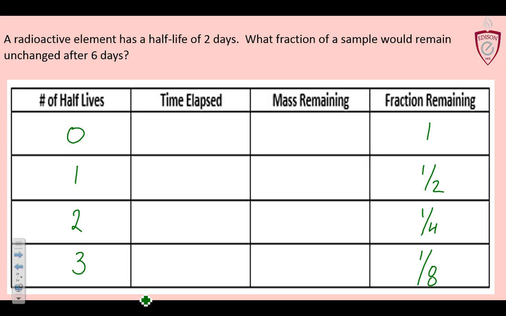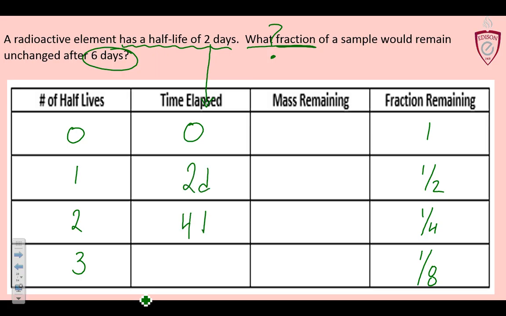So it says a radioactive element has a half-life of 2 days. What fraction would remain after 6? So I've got to take this time elapsed to 6, and I can figure out what the fraction is. So ready? 0 half-lives have gone by. 0 time has elapsed. And then 1 half-life is 2 days, because it told us. And so then 2 half-lives will be 4 days. Add 2 more on, and I'm at 6 days.